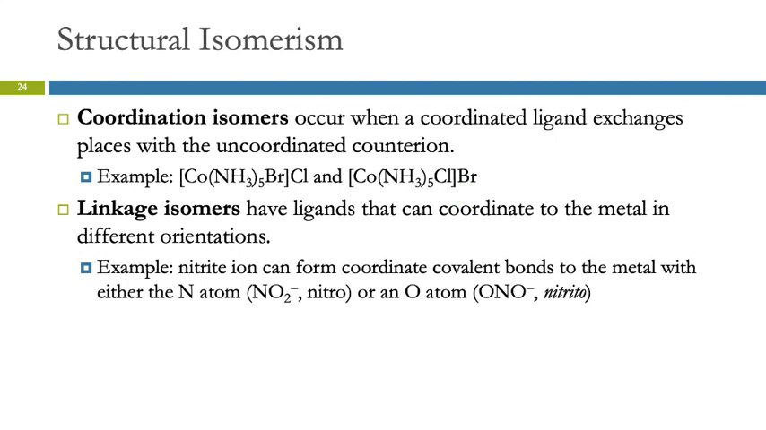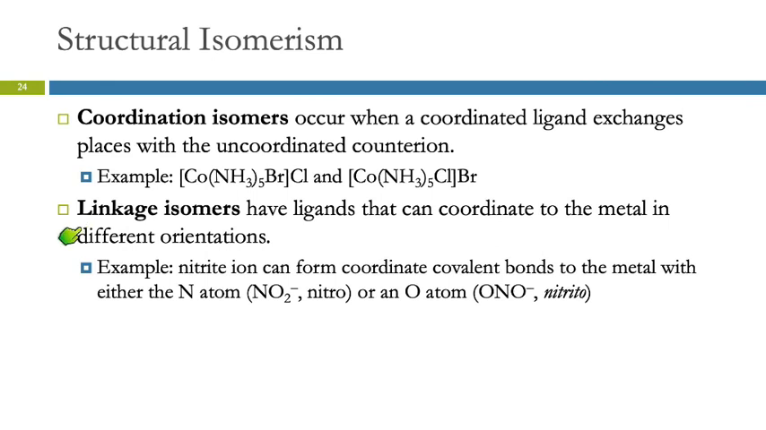That makes sense? So when we're writing formulas for coordination compounds, we always put brackets around the complex ion because it's often not obvious where it ends, right?